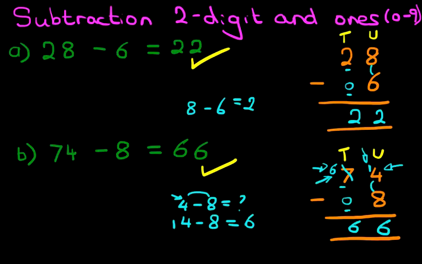Now have a crack at doing some similar examples to this. This is a very fundamental point of subtraction using the vertical format. So that is how we do subtraction of two-digit numbers and ones using the vertical format.